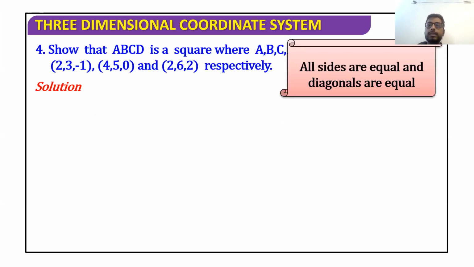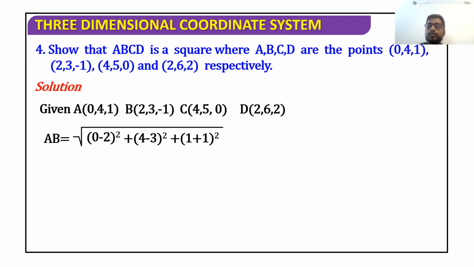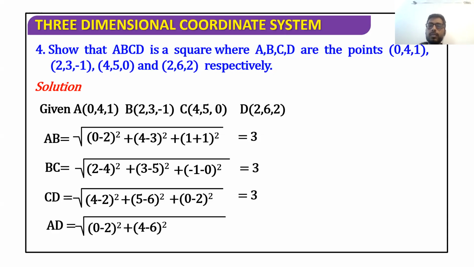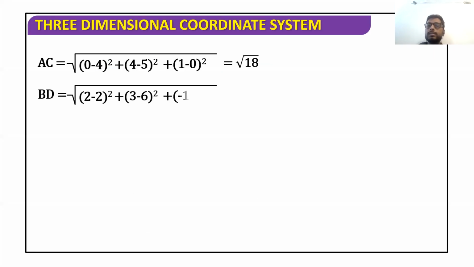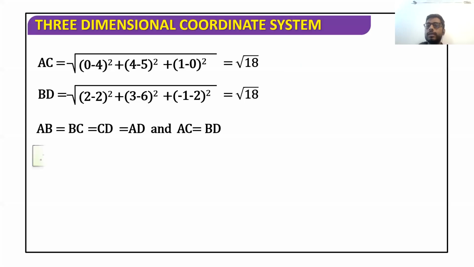Okay, so in this particular case, we are going to see that all sides are equal and all the diagonals are also equal. So A, B, C, D, 4 points are there. So I will find the 4 sides AB, BC, CD, DA. All 4 sides are coming the same. I'll then find my 2 diagonals. Diagonal values are also coming the same, root 18, root 18. Therefore, I can say that my 4 sides are the same and 2 diagonals are the same. Therefore, it is a square.